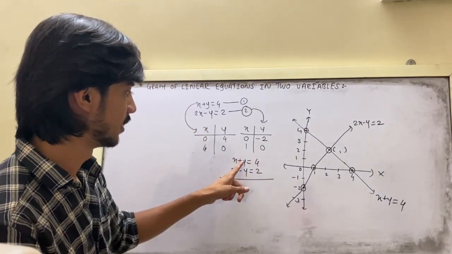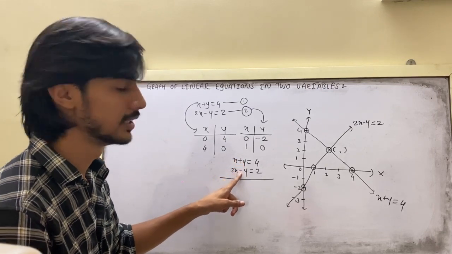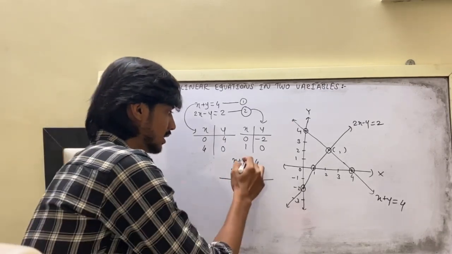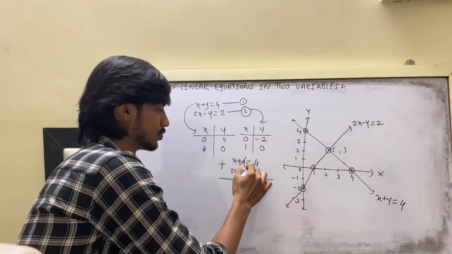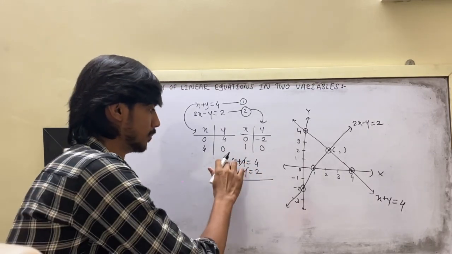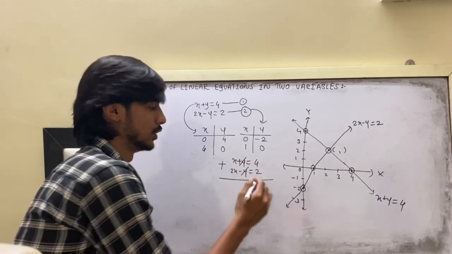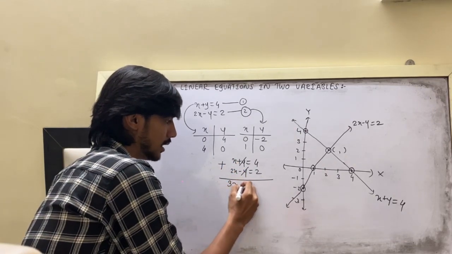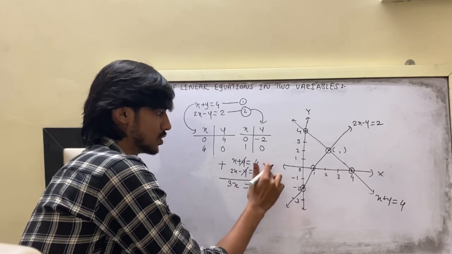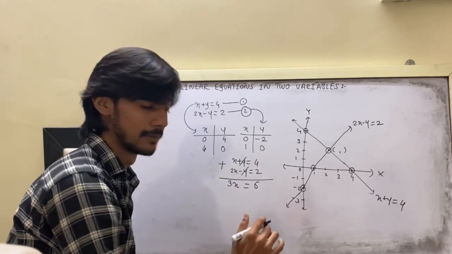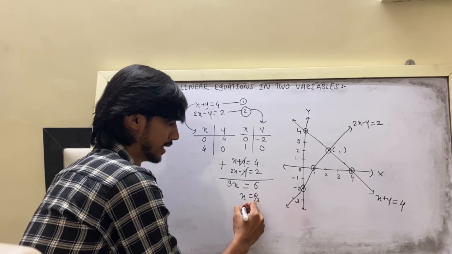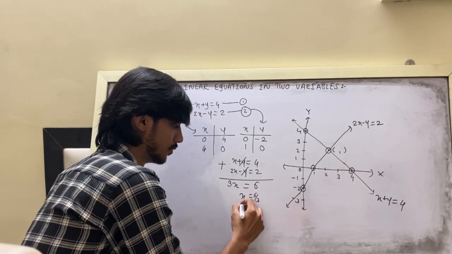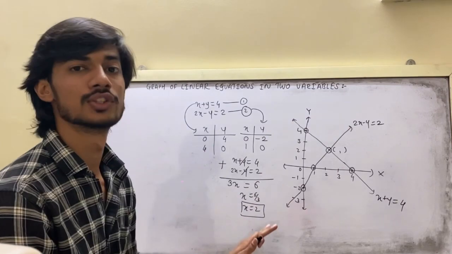Here we have plus y and here minus y. If we add these two equations, plus y and minus y get cancelled. Plus x plus 2x is equal to 3x, and it is equal to 4 plus 2, which is 6. Then we get x equals 6 by 3, so x is equal to 2.